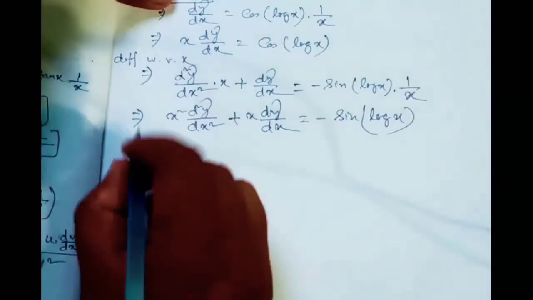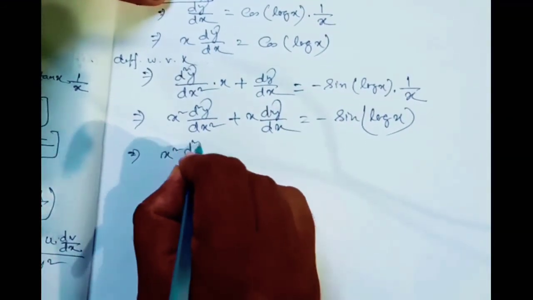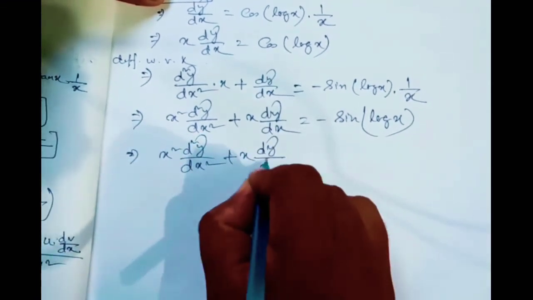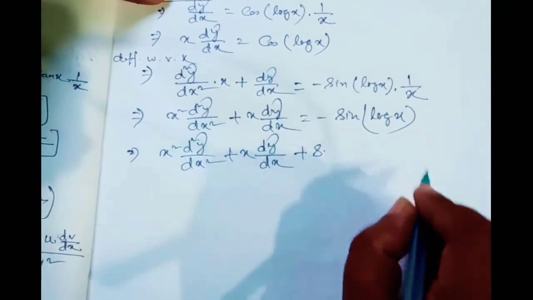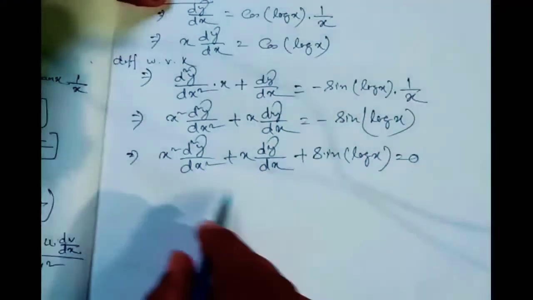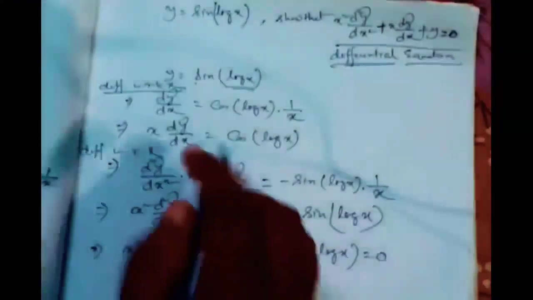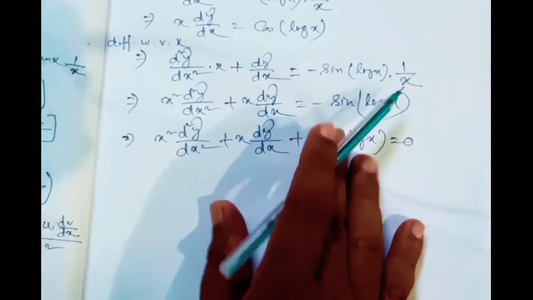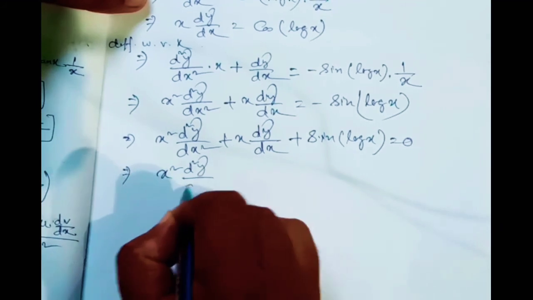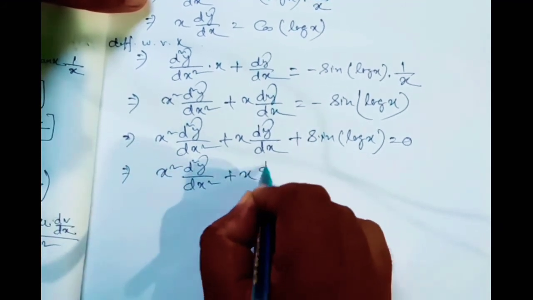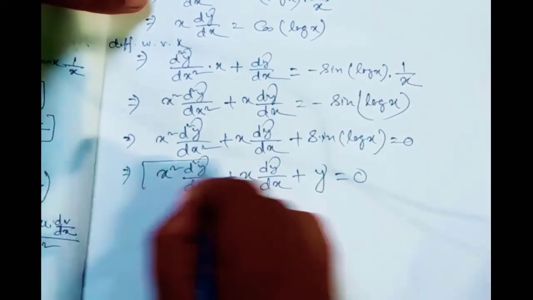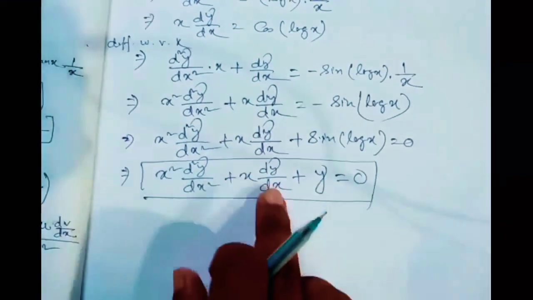Okay, now here x square d2y by dx2 plus x dy/dx plus sin log x equal to 0. Now my y is equal to sin log x here. So x square d2y by dx2 plus x dy/dx plus y equals 0. So that is my required differential equation.